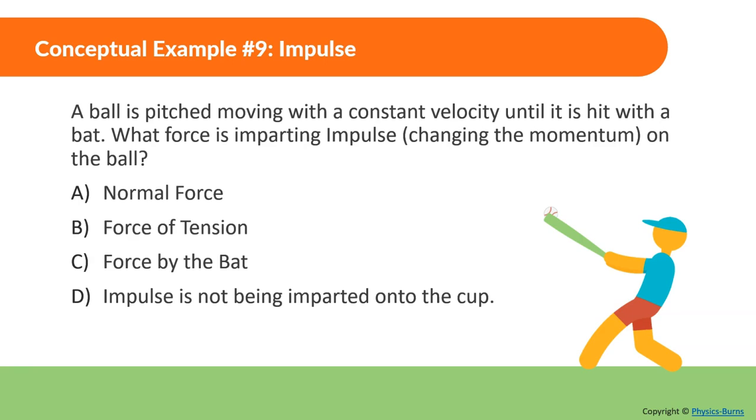Alright, number 9. A ball is pitched moving with a constant velocity until it's hit with a bat. What force is imparting impulse, changing the momentum on the ball? A, normal force, B, force of tension, C, force by the bat, D, impulse is not being imparted. So anyway, you should probably get the point by now. It's going to be the force by the bat.